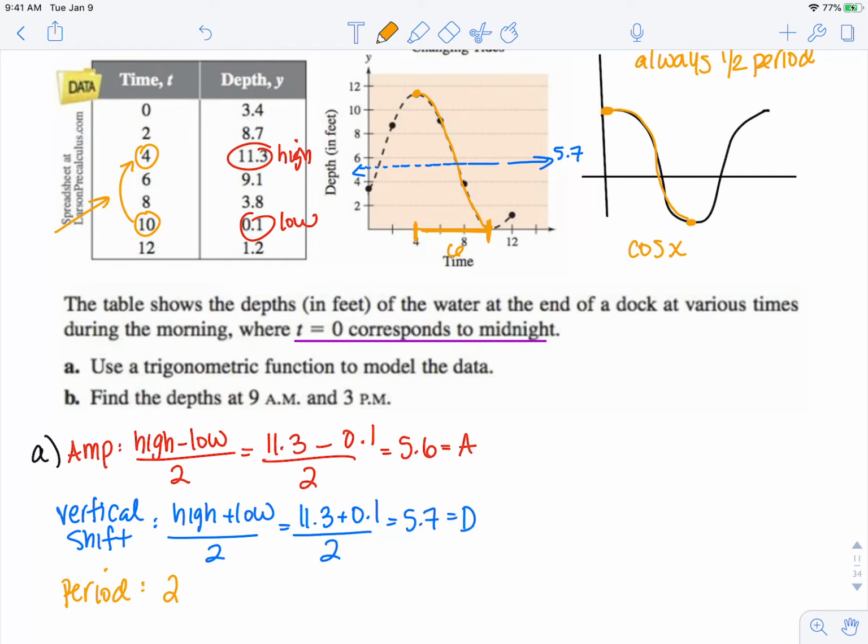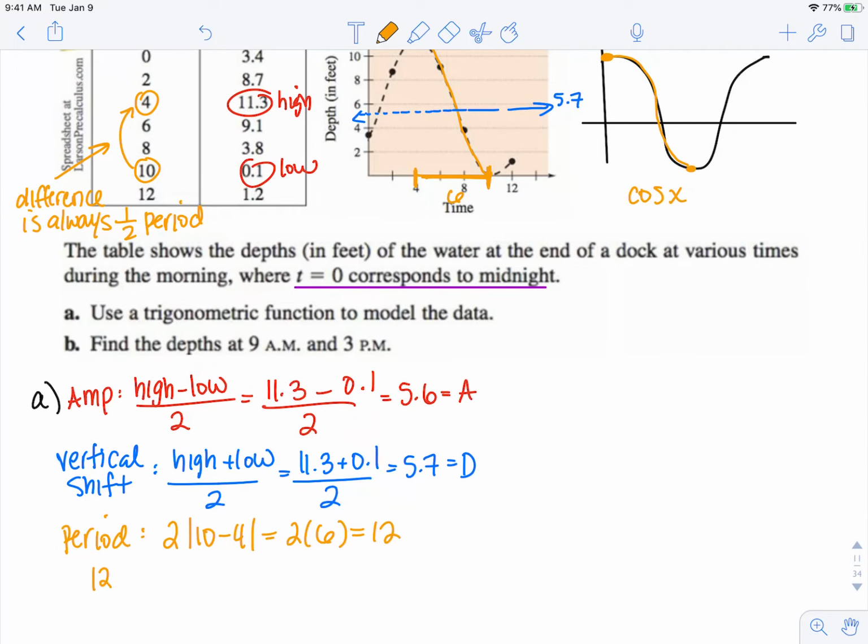So let me mark this better. The difference is always 1/2 a period. So it's 2 times their distance difference, and I'm going to say the absolute value of their distance difference. So that's 2 times 6, which is 12. So that means if my period is 12, that's 2 pi over b. So b equals 2 pi over 12, or pi over 6.